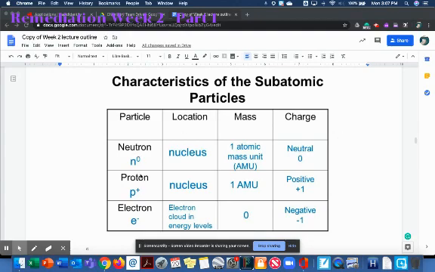But remember, there's three basic particles that make up an atom: protons, neutrons, and electrons. Protons are positively charged, neutrons are neutral, electrons are negatively charged. Protons and neutrons have about the same mass of about 1 atomic mass unit. Neutrons are a smidge heavier, but they both have a mass of 1 atomic mass unit, and they're both in the nucleus. And then remember, the electrons are in the energy levels and electron clouds outside the nucleus.